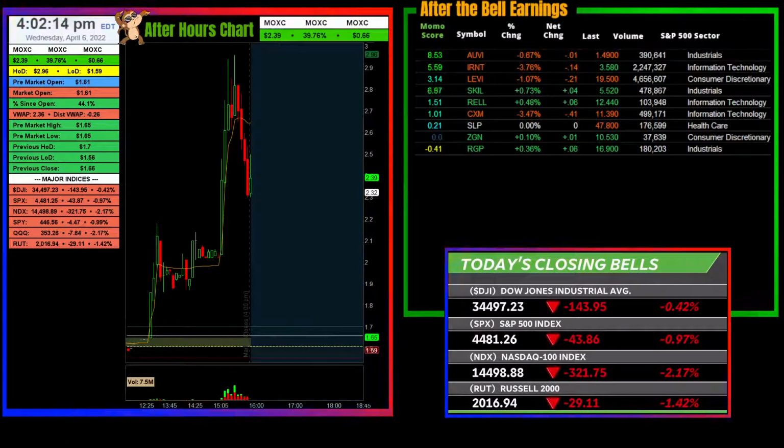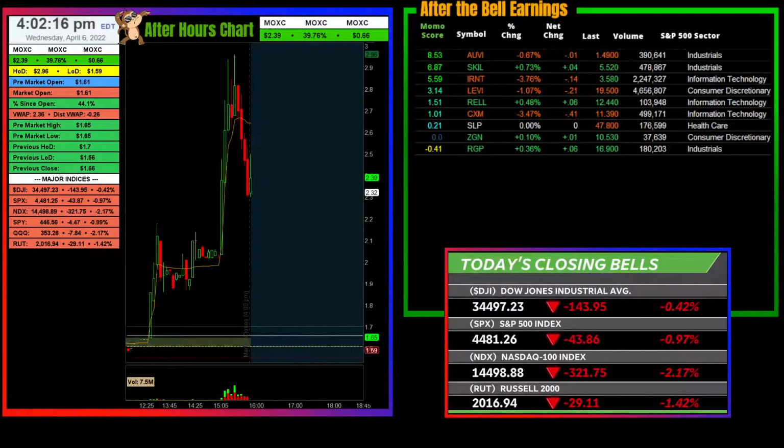Well, still red arrows across the board, but well off earlier lows. Dow Jones Industrial Average down 0.4%. S&P 500 basically about 1% lower. Nasdaq, the worst performer all day today, down 2.2%. And the Russell down 1.4%.